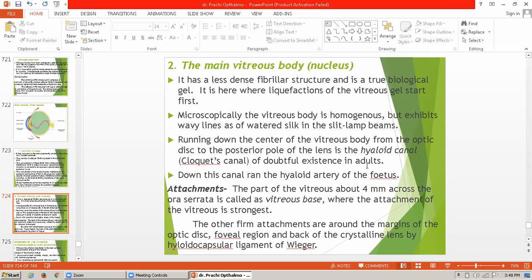Down this canal ran the hyaloid artery of the fetus. Then the attachments: the part of the vitreous about 4 mm across the ora serrata is called the vitreous base.